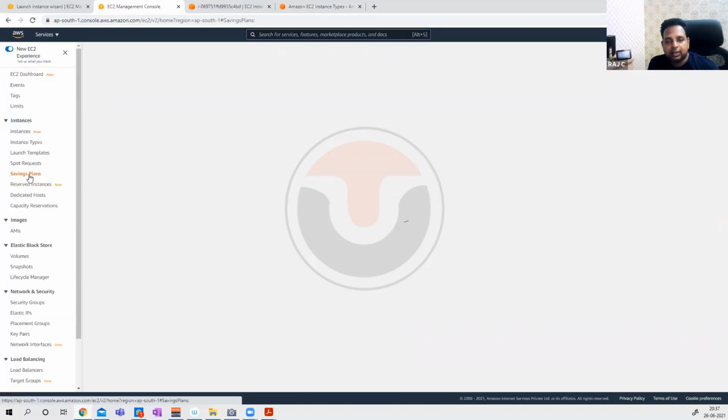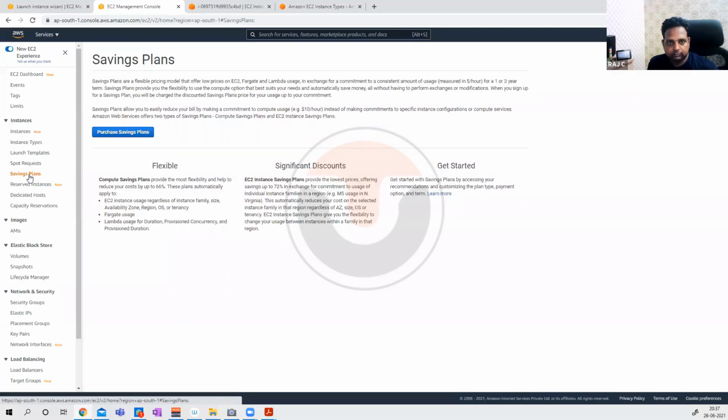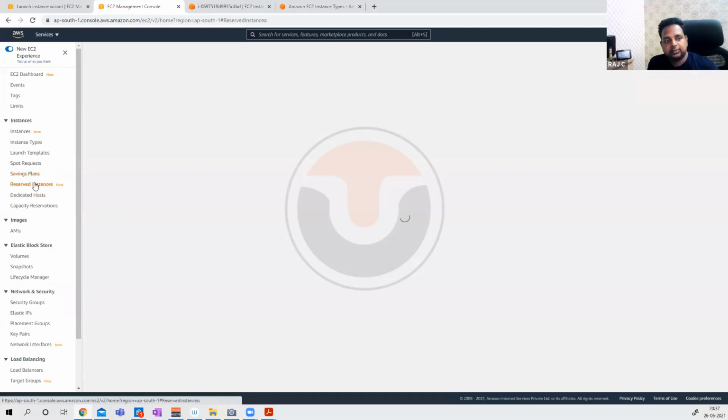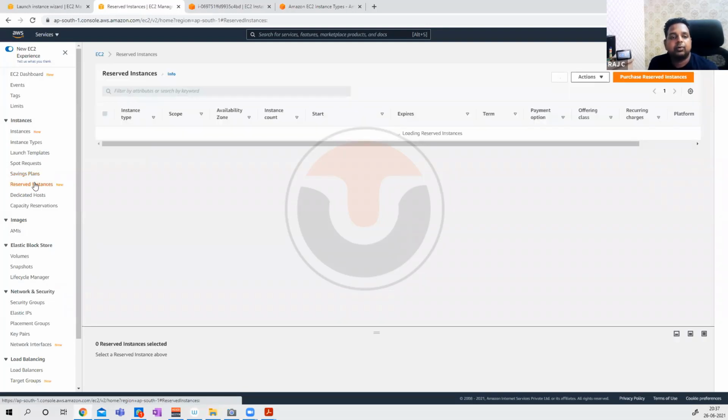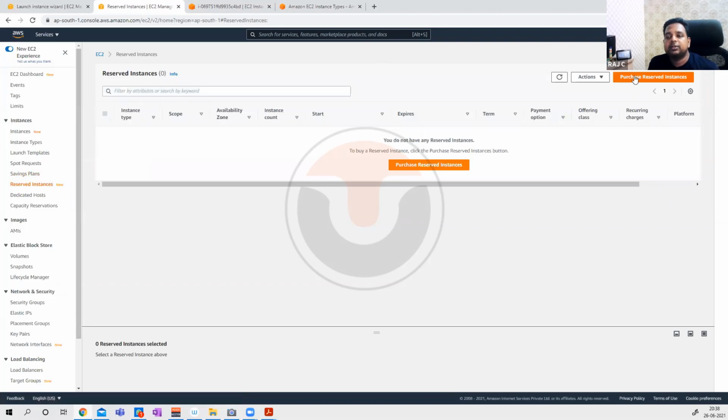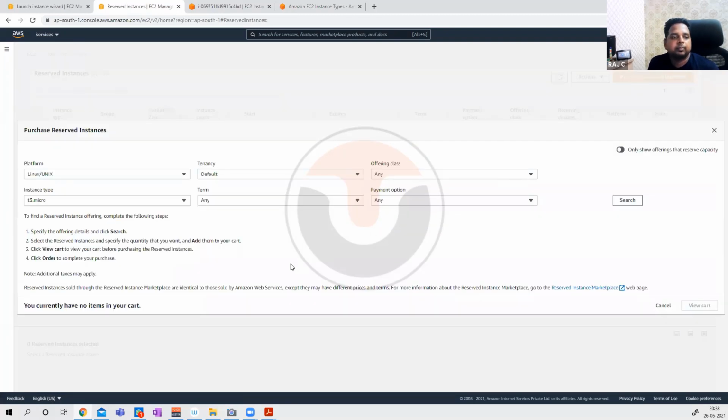Savings plans cover things other than EC2. You also buy storage, network capacity, and a lot more services, right? When you purchase multiple services together, you will get a savings plan for 1 year or 3 years. Okay, and reserved instances are where you can go and reserve an instance, right? Click on purchase reserved instances.